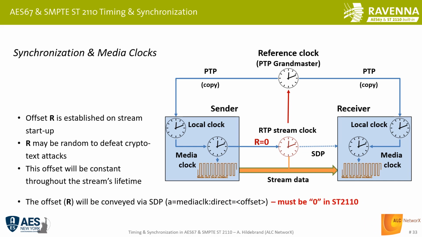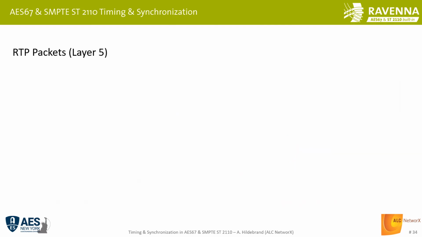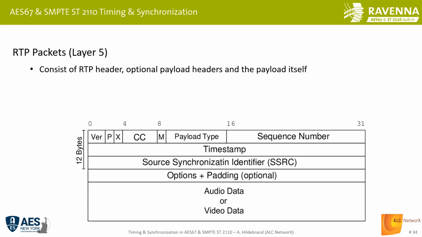And they said, okay, we mandate that all senders use a zero offset. So basically all streams are directly tied to the reference clock and have no random offset against each other. So there is no need to communicate the media clock offset because it's always zero. That's a constraint 2110 has put forward in their papers.